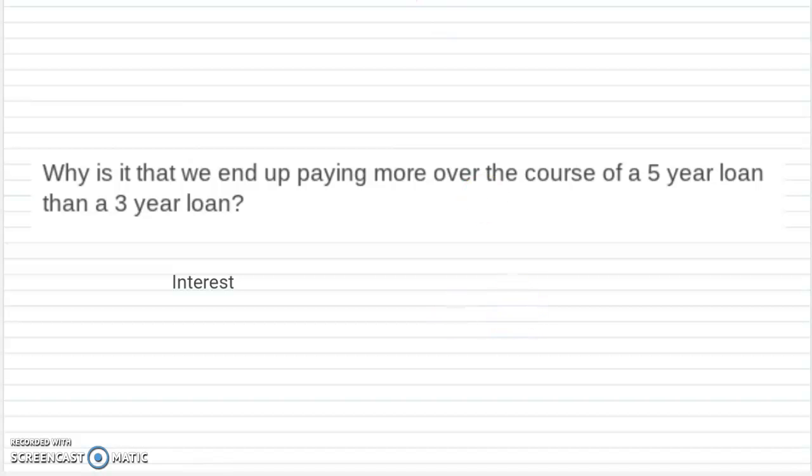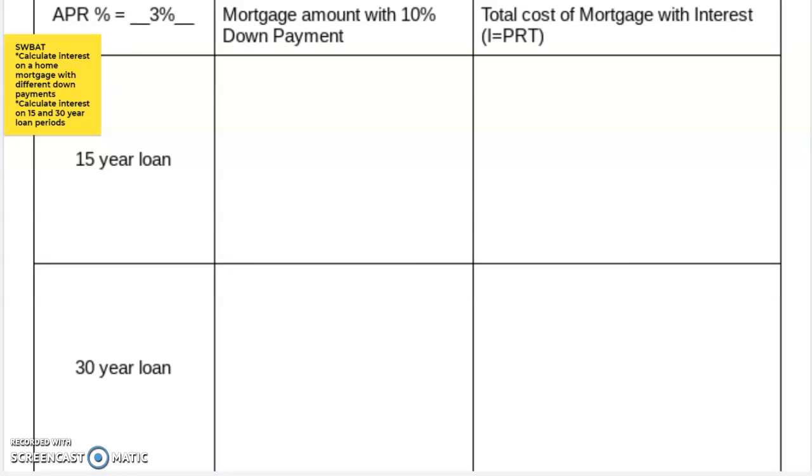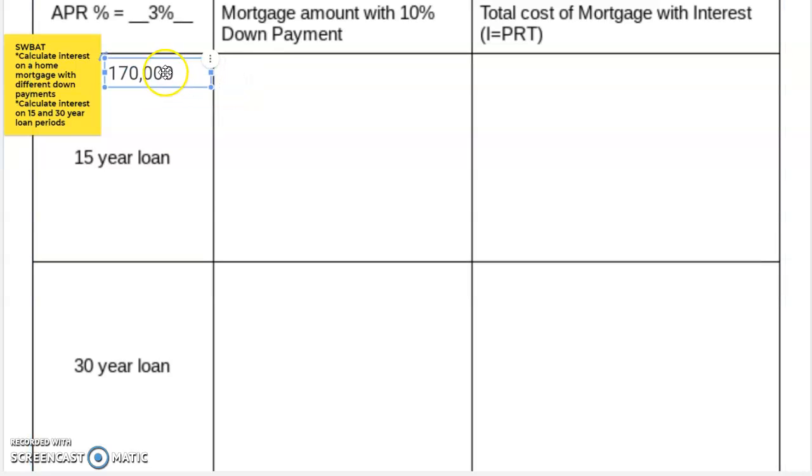So we're going to go ahead and apply that to our home loan, which is also called a mortgage. For that, the cost of this house is going to be $175,000. And for the first part, we're going to take that $170,000 and we're going to take a down payment of 10%. So you can go ahead and put your price over here so that we remember. And we're going to be using a 3% interest rate up here.